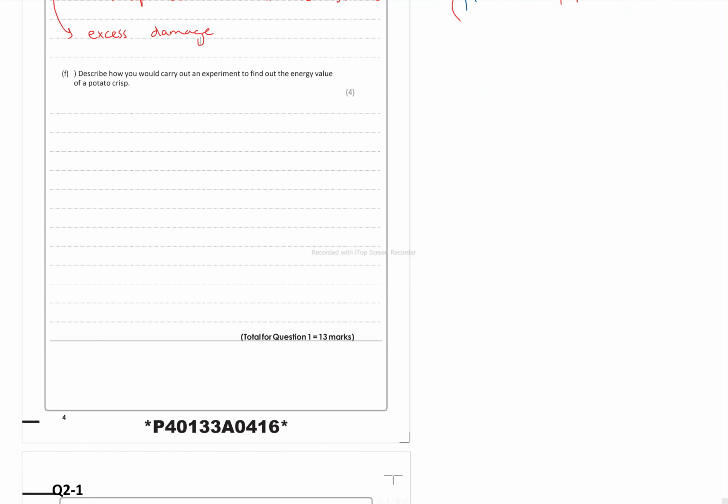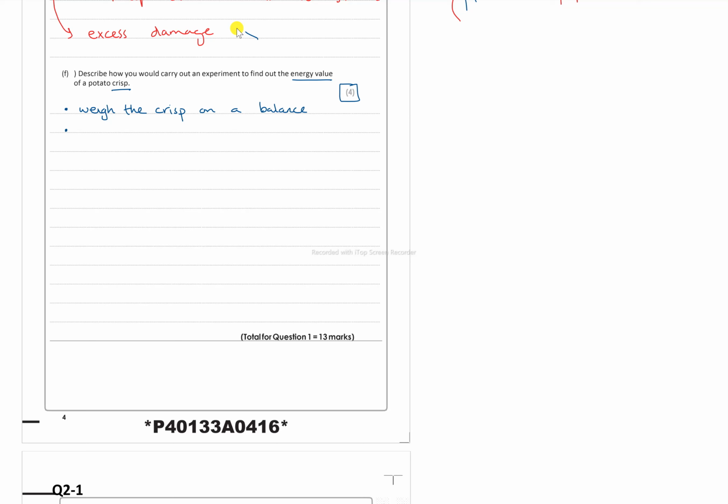Right, let's look at F. Describe how you would carry out an experiment to find the energy value of a potato crisp. 4 marks. Right, first of all, weigh the crisp on a weighing scale or a balance.